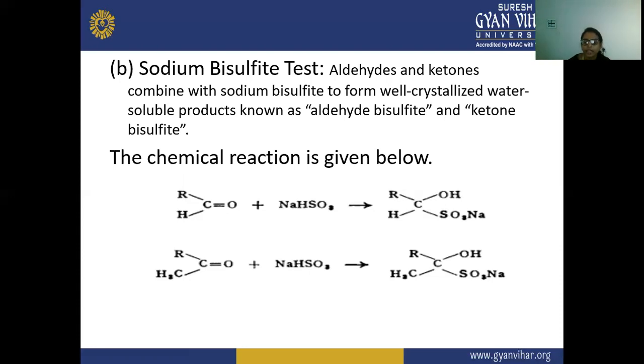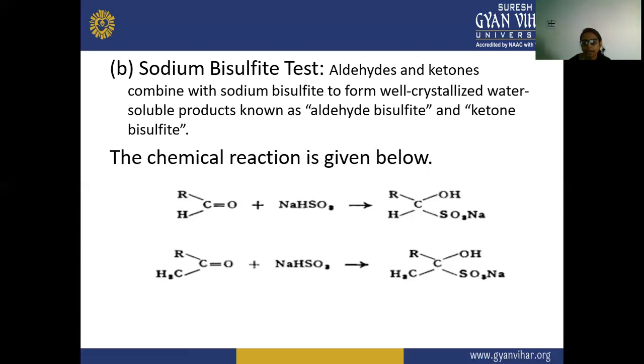Here the aldehydes and ketones are reacting with this sodium bisulfite, and there is a formation of a soluble product, that is your aldehyde bisulfite, and the ketone bisulfite is formed. So this is the chemical reaction which is given below.